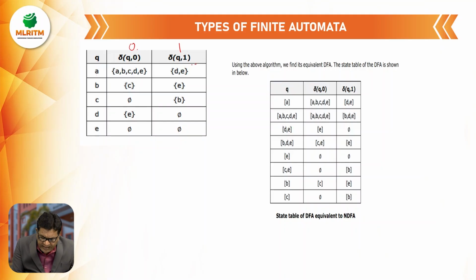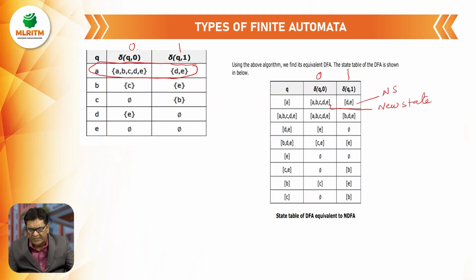First of all, you are going to take the initial state only. A with 0, A, B, C, D, E. A with 1, D. From this current state, A with 0 and A with 1 give new states. Remember this one. It is a new state. D also is a new state. You can choose any one of them. You remove this one. Don't compare with the transition table of NFA.